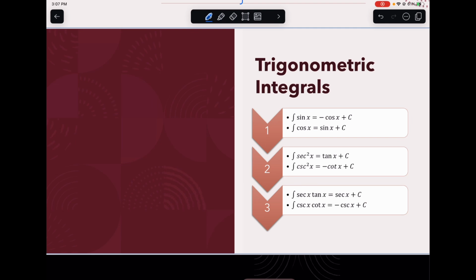Okay, so the integral of sine x is negative cosine x, and the integral of cosine x is sine x plus c. And as you can see here, it's not right away mentioned or specified what the integrals of secant, cosecant, cotangent, and tangent are. But rather, we have special cases wherein for secant squared, its integral is tangent x because the derivative of tangent x is secant squared x. Similarly, the integral of cosecant squared x is negative cotangent x.